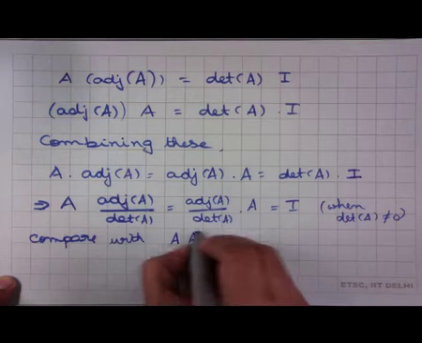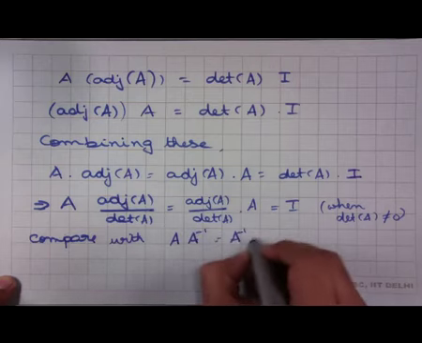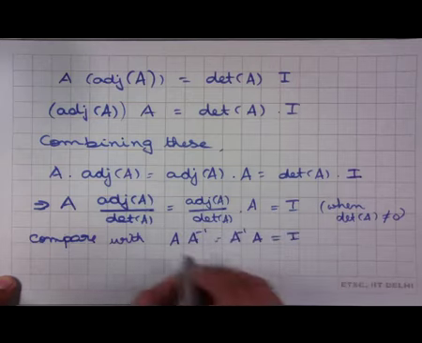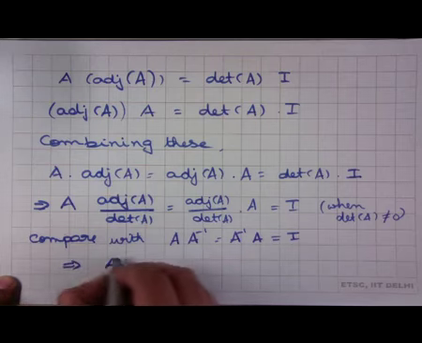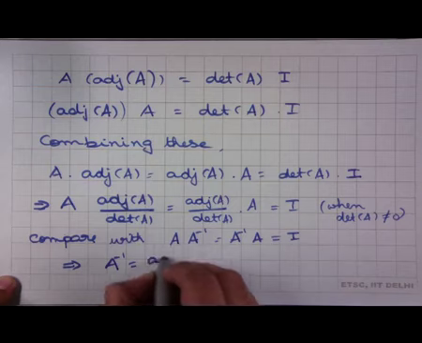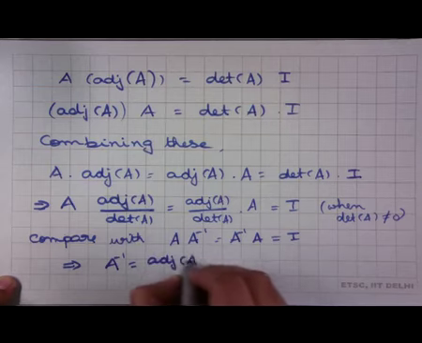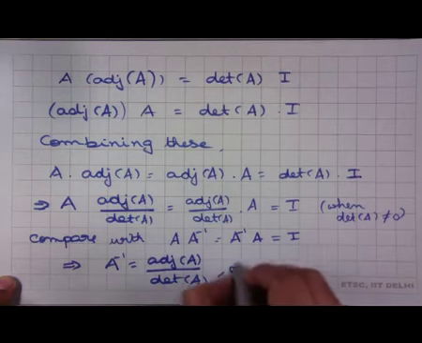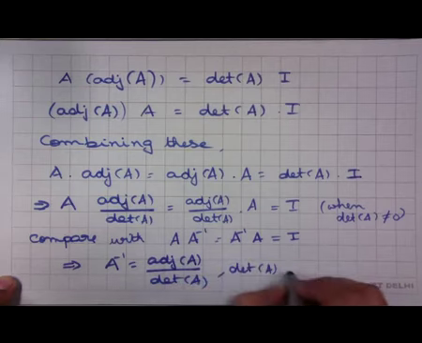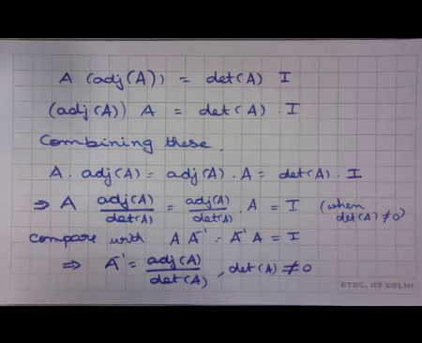A inverse equal to A inverse A equal to identity, which is the defining equation for an inverse, we can get that A inverse is equal to adjoint of A by the determinant of A when determinant of A is not 0. So, this is how we can compute the inverse of a square matrix with a non-zero determinant.